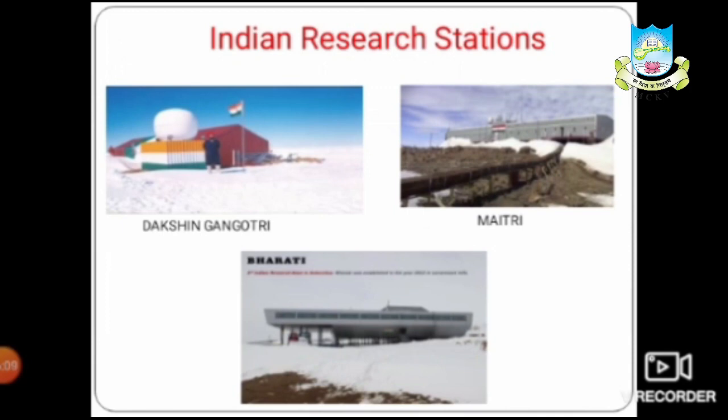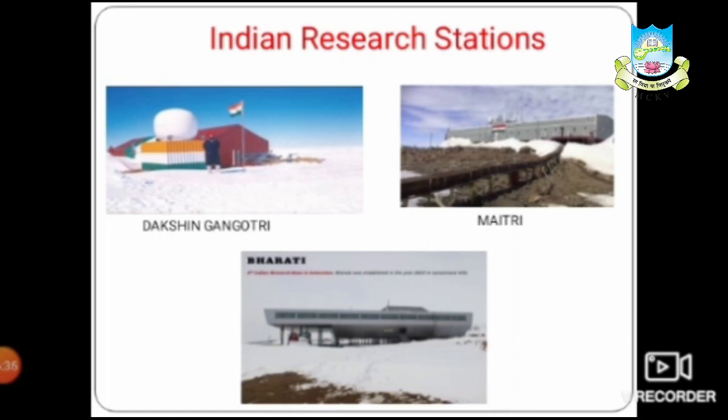Though Antarctica is an uninhabitable continent, having a freezing climate and also isolated from the rest of the world, various scientific research work is taking place. India's first research station was Dakshin Gangotri, which was set up in the year 1983. An automatic weather recording equipment was installed in this station.